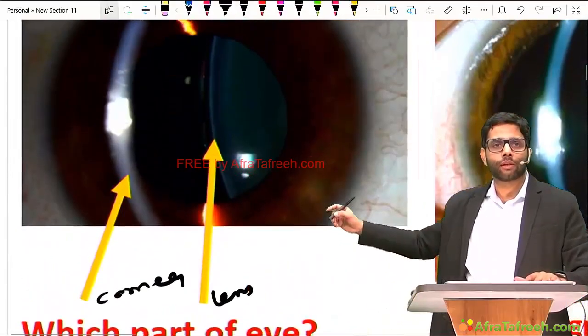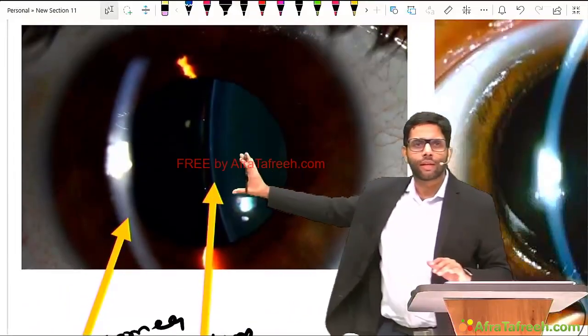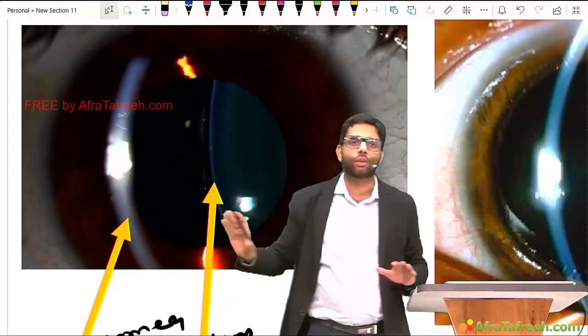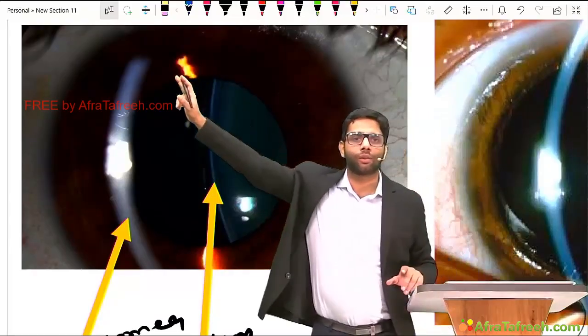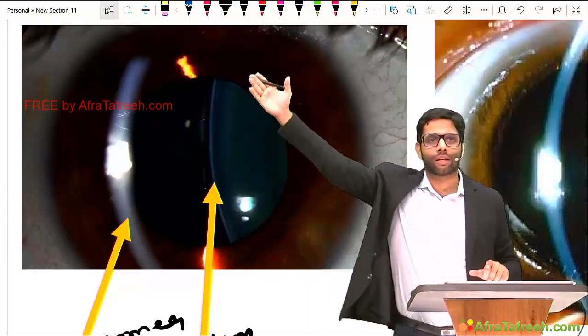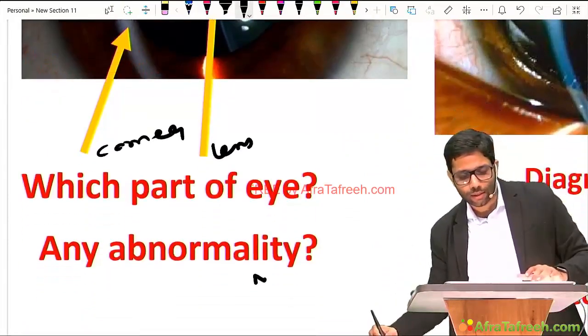I am zooming it again. Any problem do you see? Any problem in the lens or cornea? No, there is no abnormality. This is an artifact. Don't ask me, sir, what is the yellow? This is an arrow, this is an artifact. No abnormality in this picture.